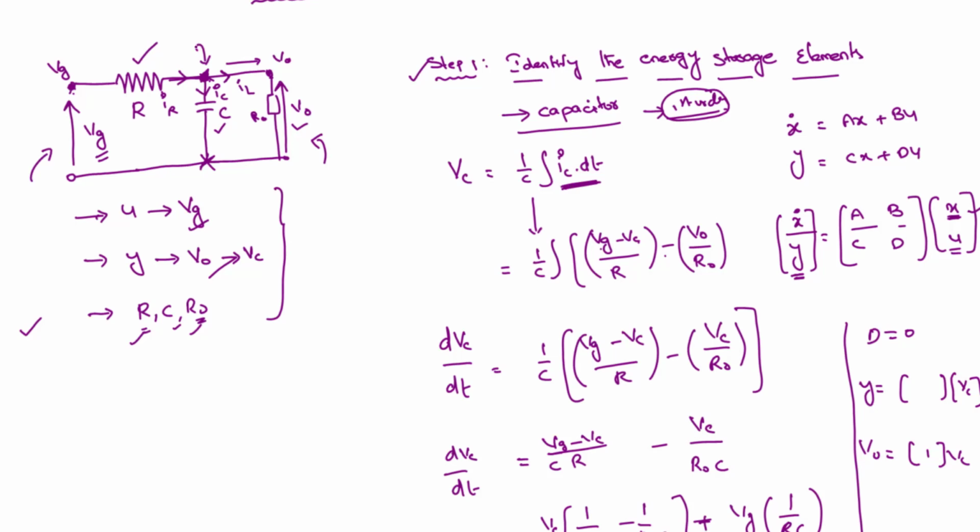So IC, that means the current that is entering into the capacitor, is the current that is flowing here minus the current that is flowing here. So that is (Vg minus Vc) by R minus V naught by R, which gives IC. That is what I am doing. Now we want it in the form of a differentiation, right? X dot. So dVc by dt, I am differentiating on both sides. This integration will be out. And I am segregating the input and output terms. That's it. That's how I am making the A, B, C, D matrices.